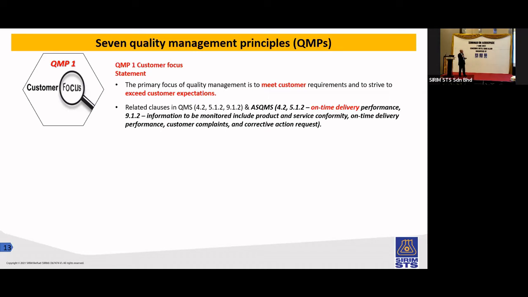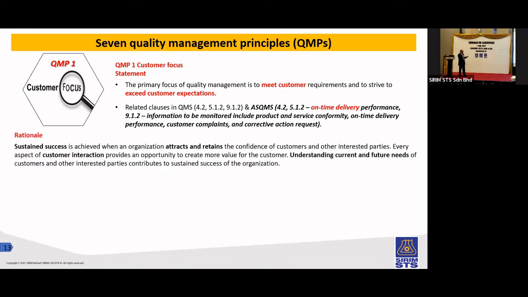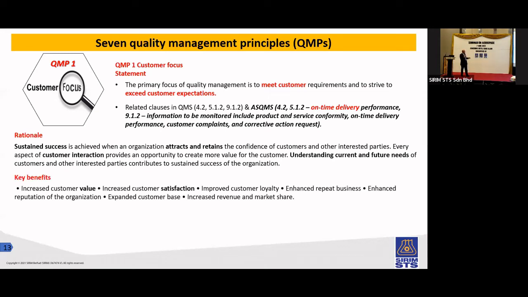And what are the rationale behind the QMP1? Sustain success, attract and retain the customer. How do you want to retain the customer? With us all the time, and customer interaction and understanding the current and future needs of the customer. That's why we can see about the development of the phone, iPhone, Samsung, they have the design in future, in 5 years, in 10 years, what the phone will be in their R&D. For the future of the customer, key benefit, increase customer value, customer satisfaction, and also the business.